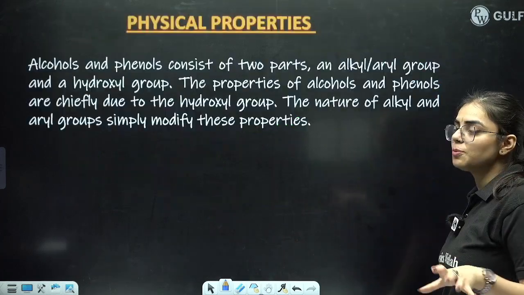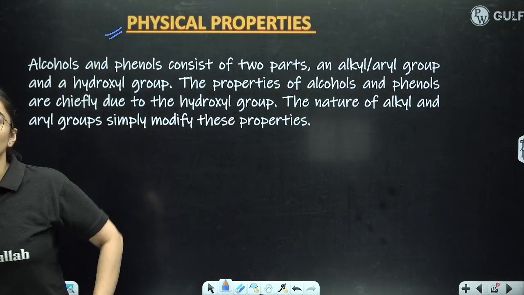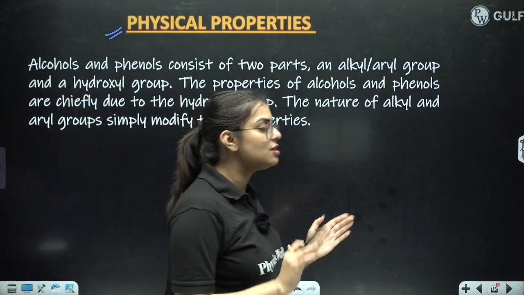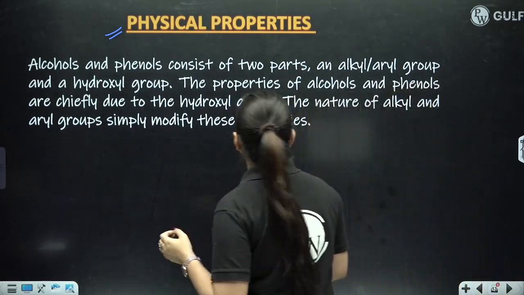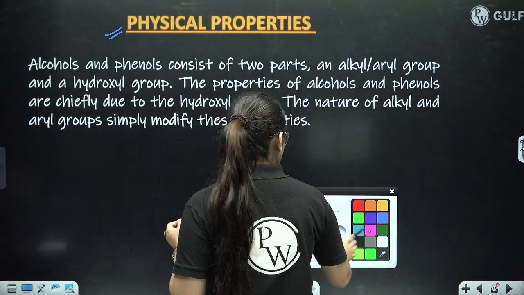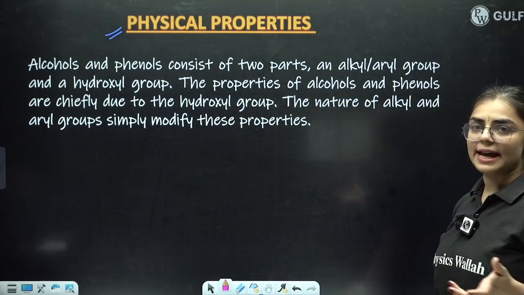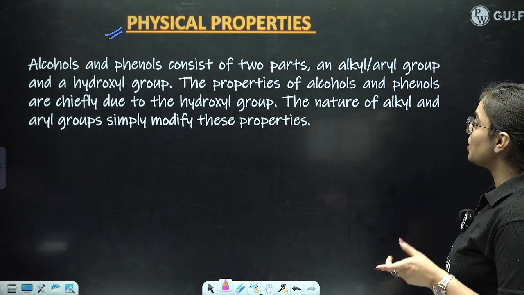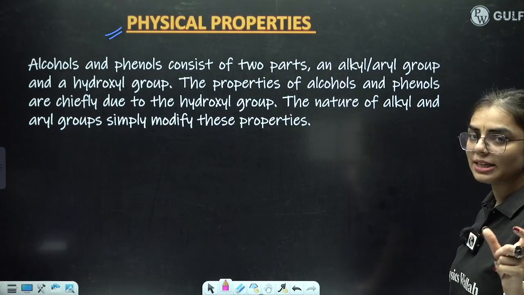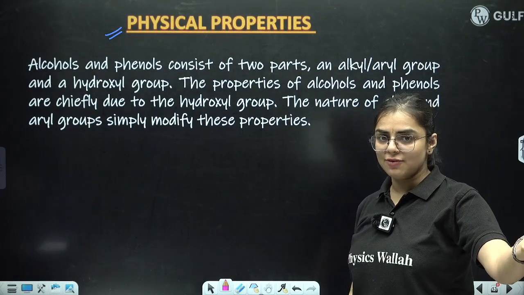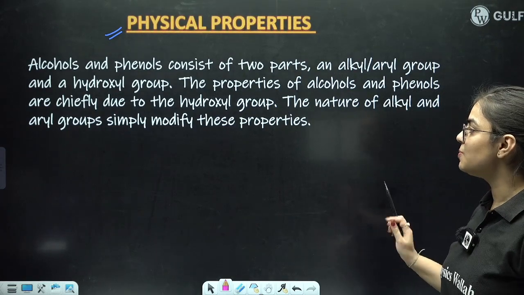Now students, we shall proceed towards the physical properties. Let's everyone now talk about the physical properties. It's very easy. See now, what are they saying? They are saying that alcohol and phenol consist of two parts, an alkyl or an aryl group and a hydroxyl group. The properties of alcohol and phenol are basically due to the hydroxyl group, that we have the OH group, right? In alcohol, we have that on an aliphatic ring and in phenol, we have an aromatic one. The nature of the alkyl and aryl group simply modifies these properties.